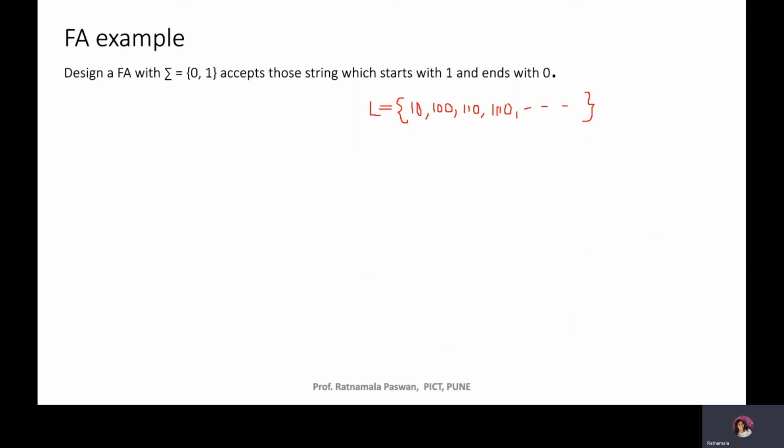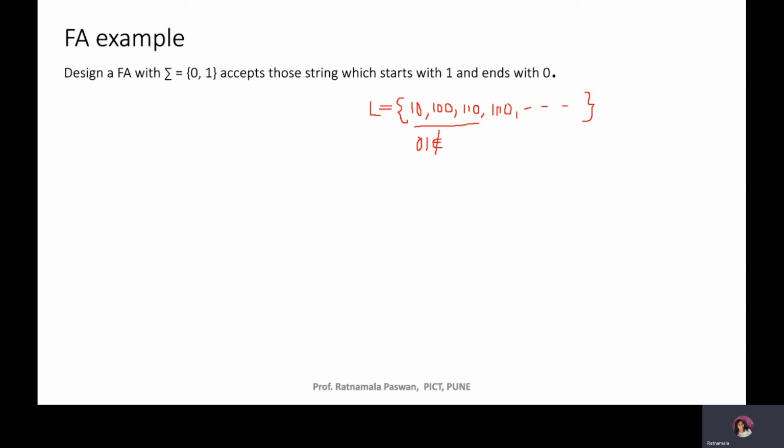Now we will see, you need to ensure that the finite automata you design will accept only these valid strings. It should not accept strings like 01. If it is accepted, it means your finite automata is not correct. So make sure it accepts only the given strings and rejects all the invalid strings.